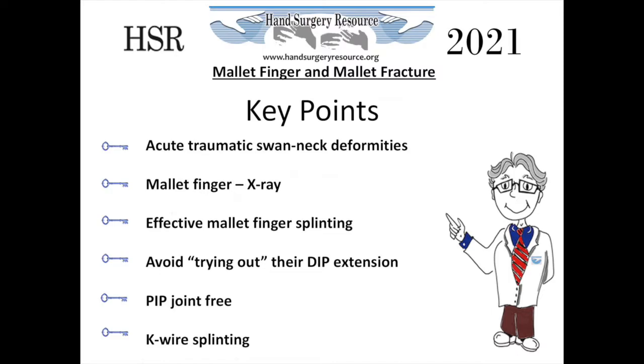Patients must avoid trying out their active DIP extension to avoid disrupting the healing of the terminal extensor tendon during the splinting process. When splinting the DIP joint in extension, avoid excessive hyperextension that causes blanching of the dorsal skin at the level of the DIP joint. The PIP joint does not need to be immobilized when splinting a mallet finger or mallet fracture.